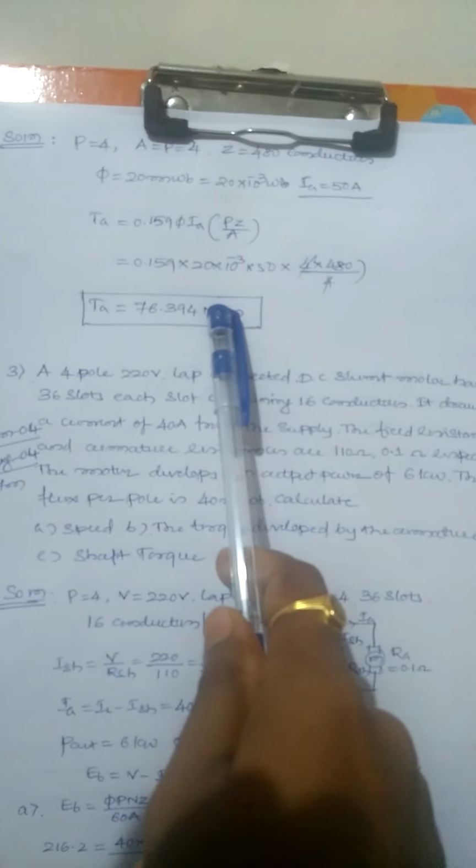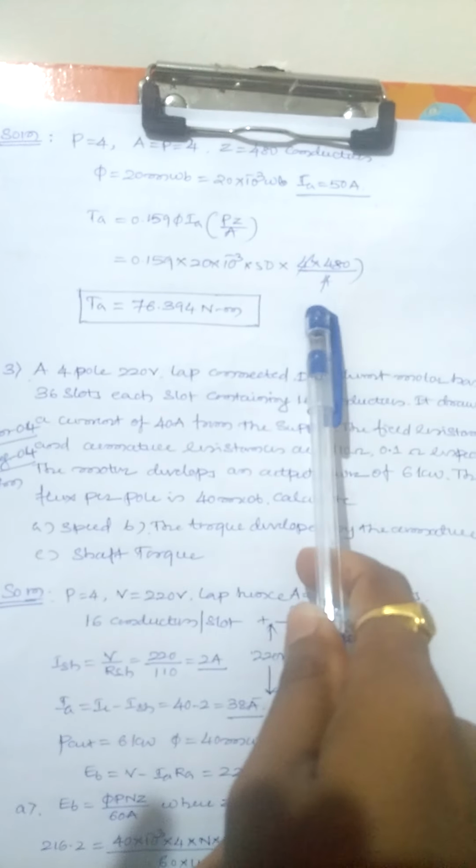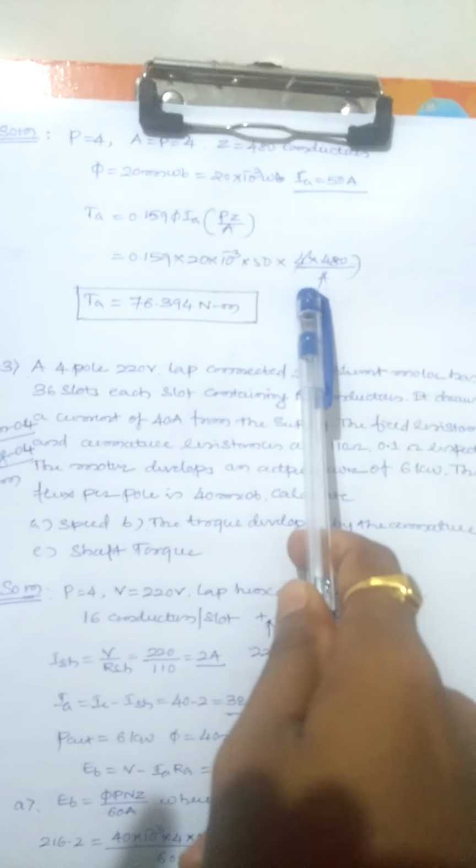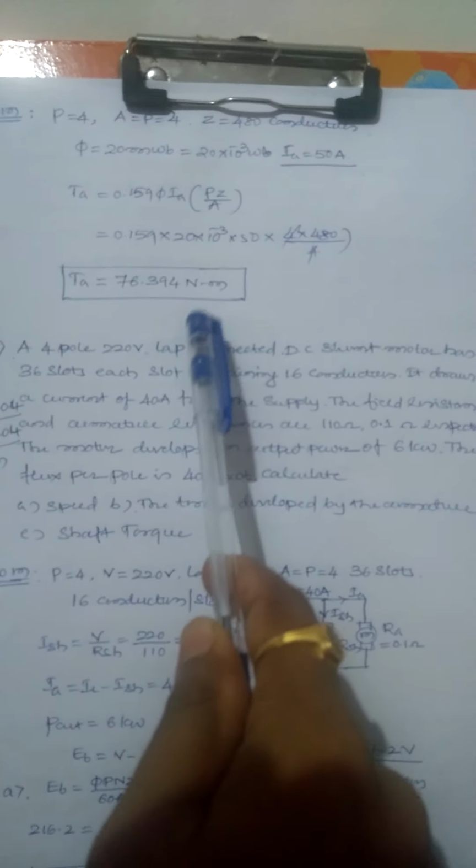Okay, P equal to 4, A equal to P equal to 4, Z equal to 480 conductors, flux is 20 milliweber, 20 into 10 raised to minus 3 weber, IA is 50 amps. Directly find TA by substituting all the values: 0.159, 20 milliweber, 50, 4 into 480 by 4, because A equal to P for lap. You get TA equal to 79.394 Newton meter.